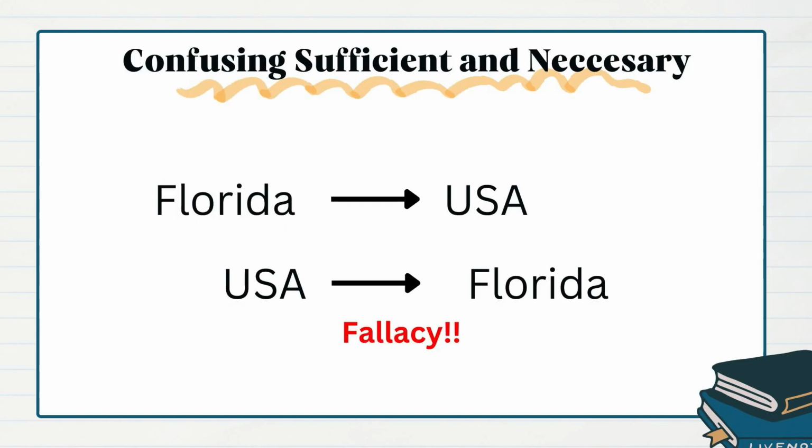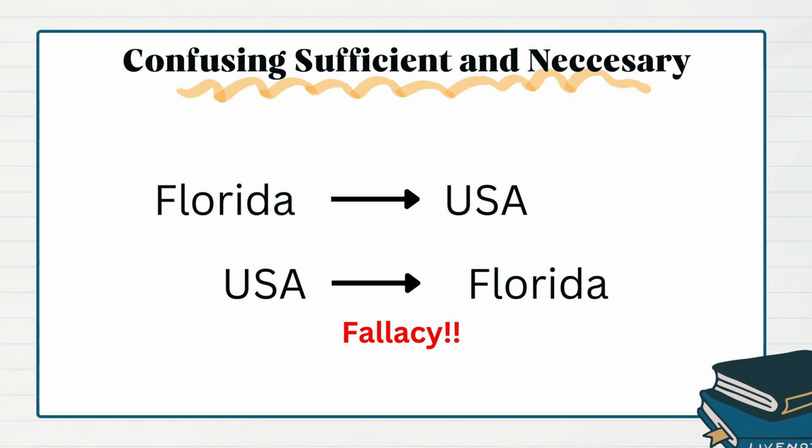And with that said, now finally we can look at the flaw. So we have our initial example. If you're in Florida, then you're in the USA. But then they flip it. If you're in the USA, then you're in Florida. Which is obviously wrong, because if you're in the USA, there are multiple other locations that you can be in, such as California. And if you think about it, they're confusing the sufficient and necessary condition.